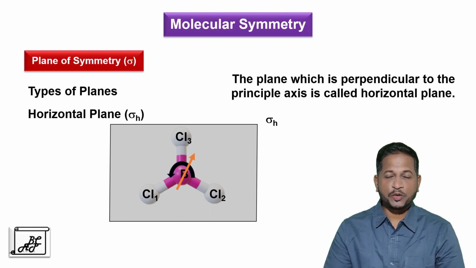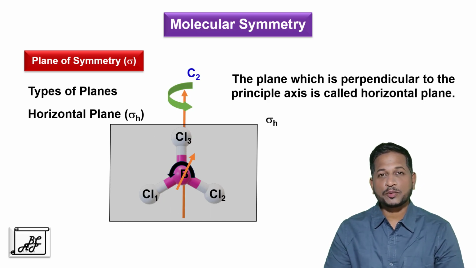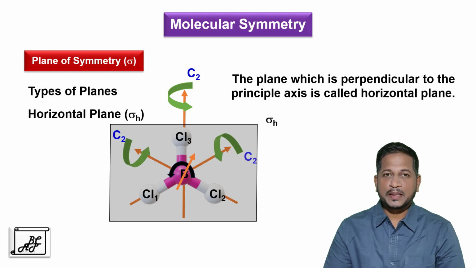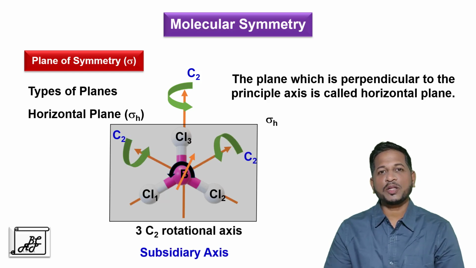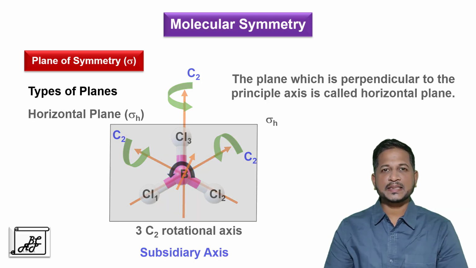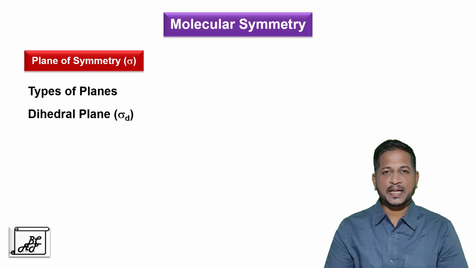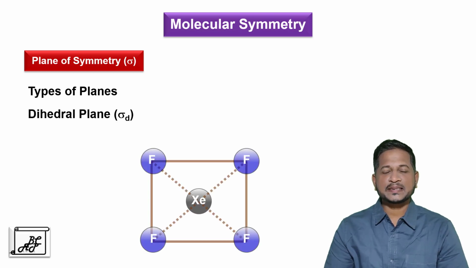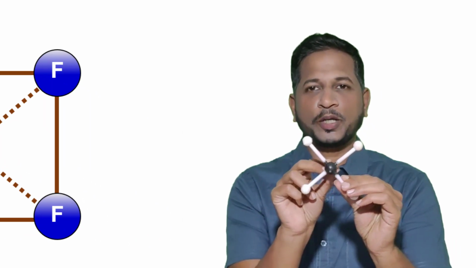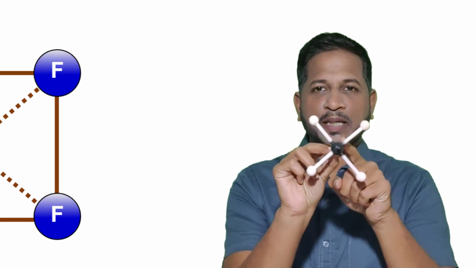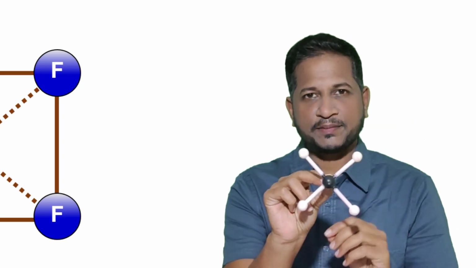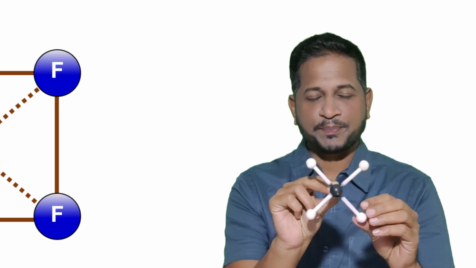In the last video we have seen that the BCl3 molecule consists of three C2 axes of symmetry. A horizontal plane is the one which consists of all these subsidiary axes of symmetry. Let's understand the next type of plane of symmetry, that is the dihedral plane. For this we are considering the XeF4 molecule. If this is the XeF4 molecule with xenon at the center and these are the four fluorine atoms, for simplicity we are not considering the lone pairs.